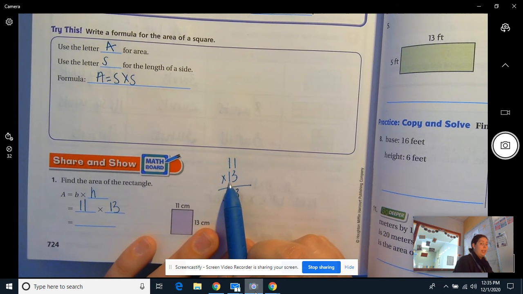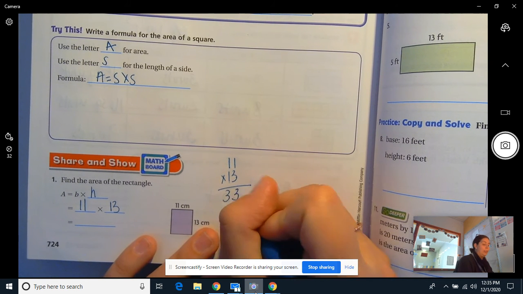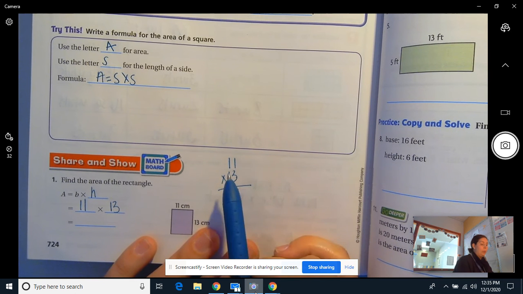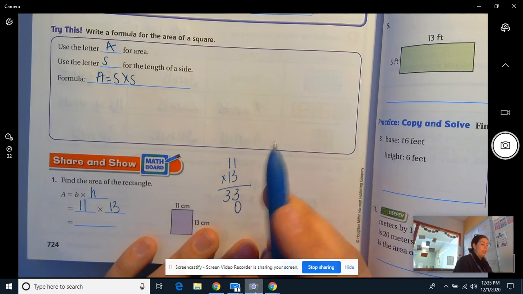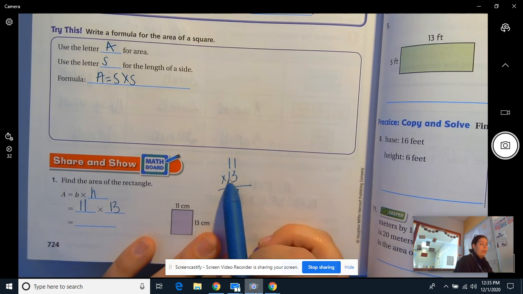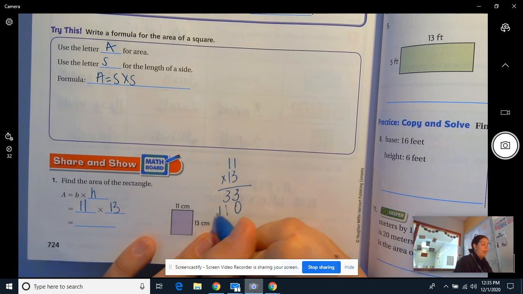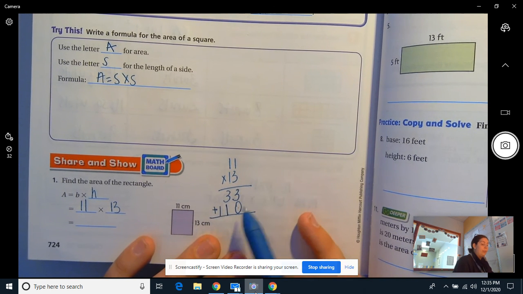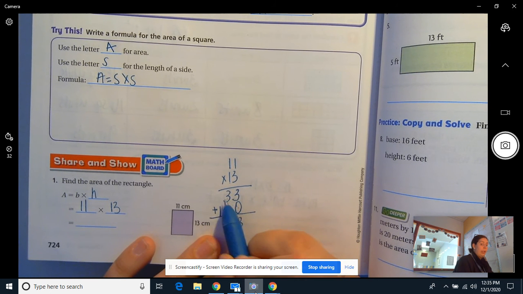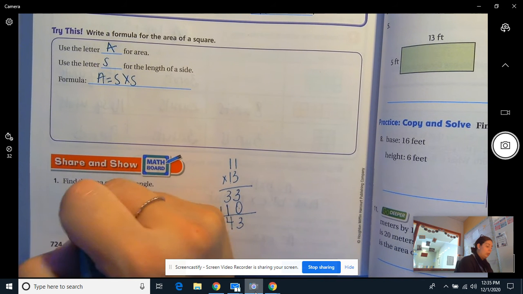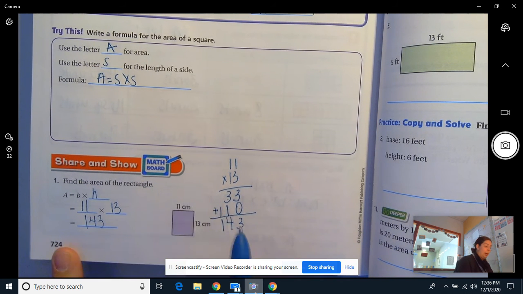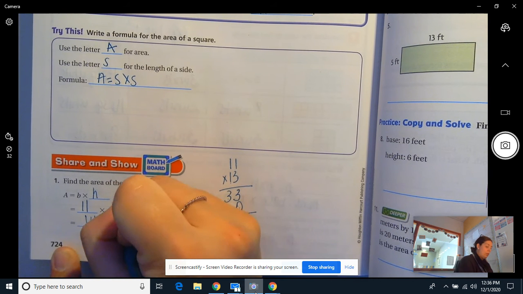This 1 is in the tens place, which means I need to drop a 0. And then I multiply with my 1. 1 times 1 is 1. 1 times 1 again is also 1. And then we know to add. 3 plus 0 is 3. 3 plus 1 is 4. 1 plus 0 is 1. So 143. And then I look at my label, centimeters squared.